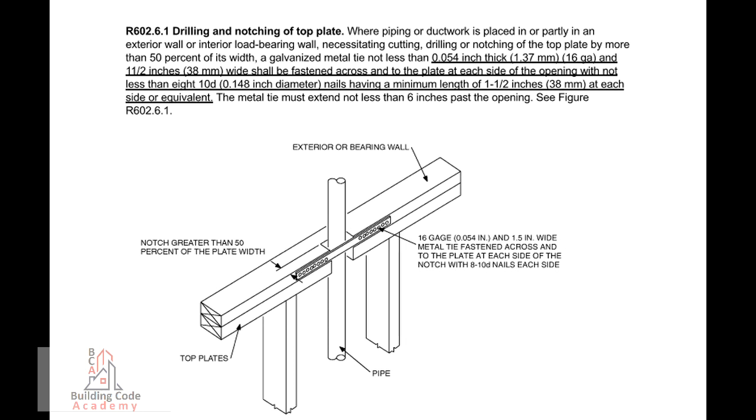R602.6.1 Drilling and notching of top plate. Where piping or ductwork is placed in, or partly in, an exterior wall or interior load-bearing wall, necessitating cutting, drilling, or notching of the top plate by more than 50% of its width, a galvanized metal tie, not less than 0.054 inch thick, 1.37 millimeters, 16 gauge, and 1.5 inches, 38 millimeters wide, shall be fastened across and to the plate at each side of the opening with not less than 8 10D .148 inch diameter nails having a minimum length of 1.5 inches, 38 millimeters at each side or equivalent. The metal tie must extend not less than 6 inches past the opening.